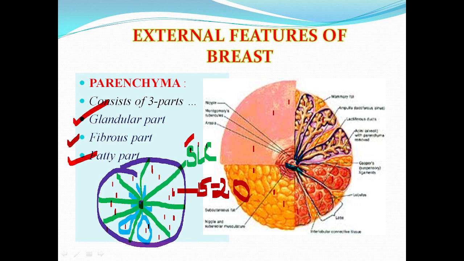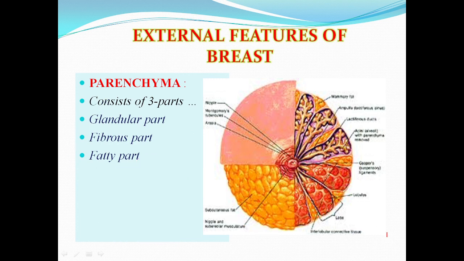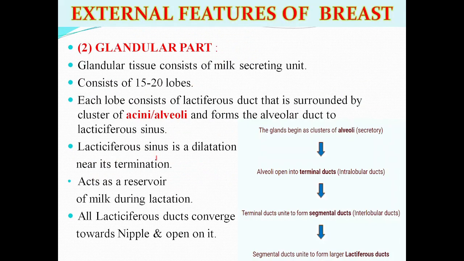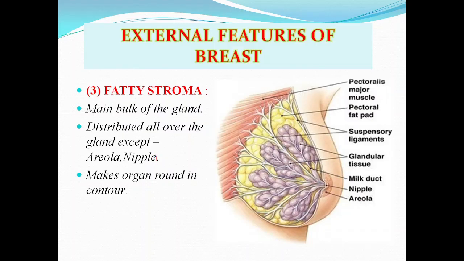So the whole of the gland. Here in this picture you can identify the alveoli, and how the alveolar duct is coming and the lactiferous duct is reaching over here. They are being enclosed by fat, which is called the fatty part, to be remembered. Now we are going to talk about the third part, the fatty part. It is the main bulk of the gland.